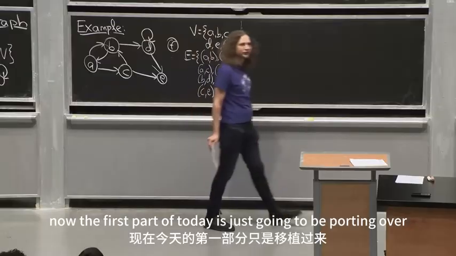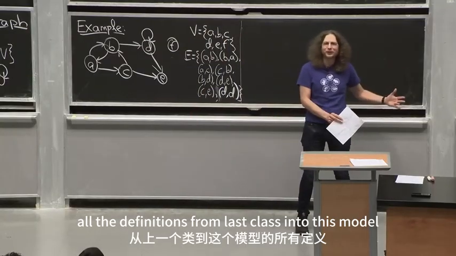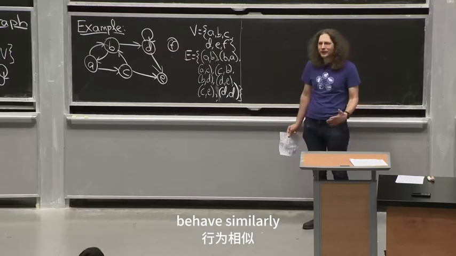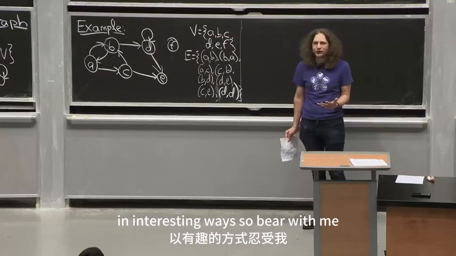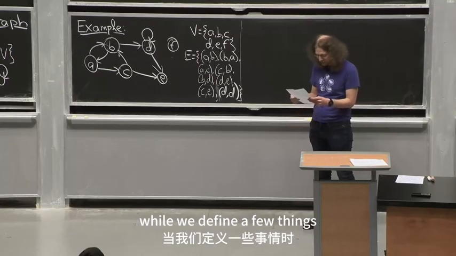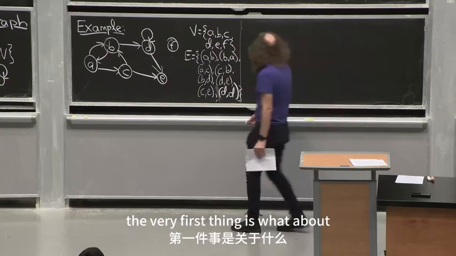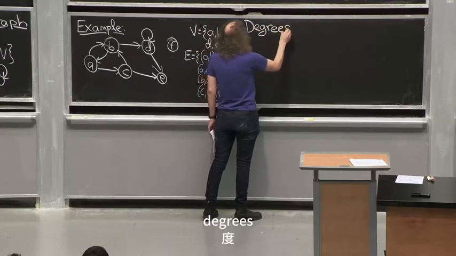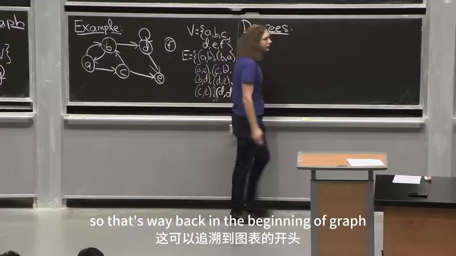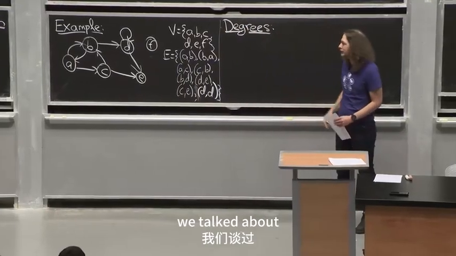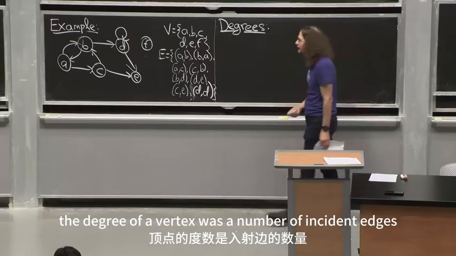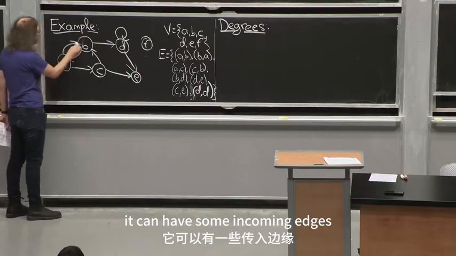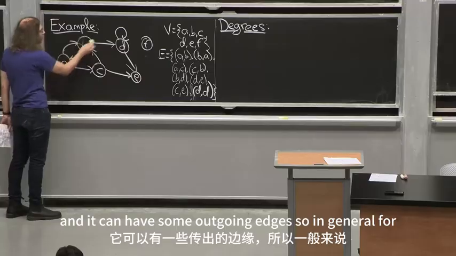Now the first part of today is just going to be porting over all the definitions from last class into this model. Most of the things we talked about behave similarly. Some of them behave differently in interesting ways. So bear with me while we define a few things. The very first thing is, what about degrees? That's way back in the beginning of graphs. We talked about the degree of a vertex being the number of incident edges. But now a vertex can have 2 types of incident edges. It can have some incoming edges, and it can have some outgoing edges.